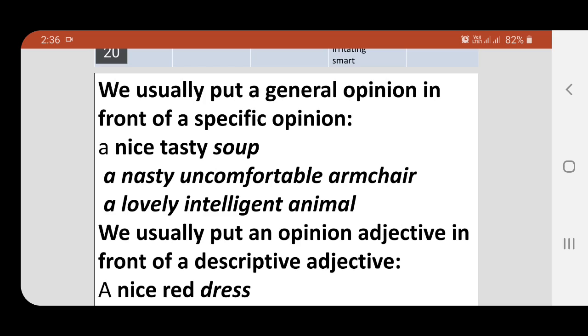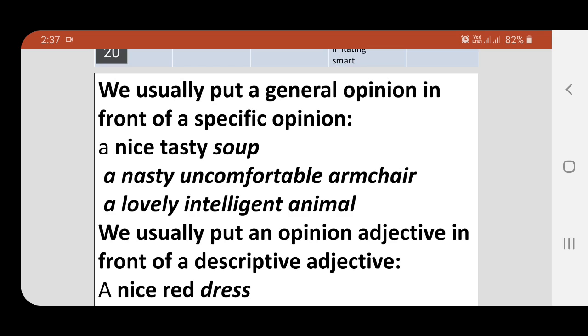A nice, tasty soup. Nice, it is a general opinion. Nice material. That means it is a very good quality material. He has purchased a nice, anything you can put. Anything that is nice means it is a good item. He has purchased a nice dress. That means it is very convenient to wear. So, nice is a general opinion.